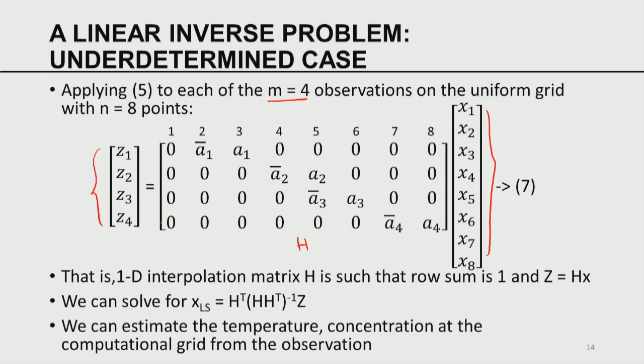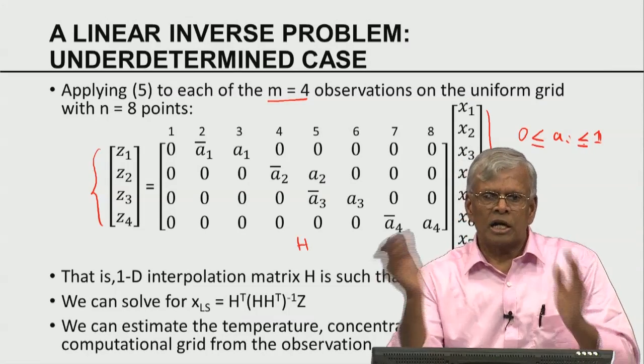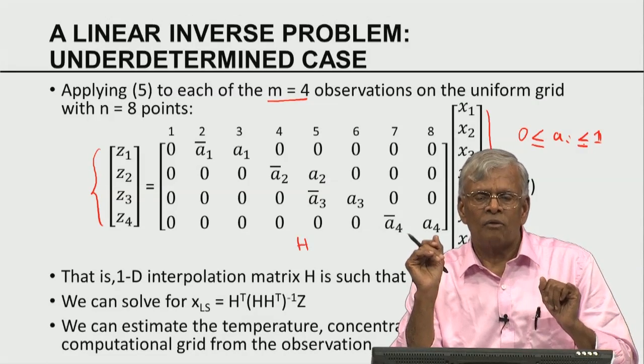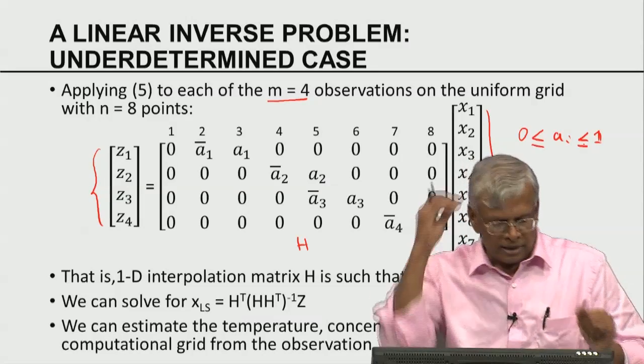A1, A2, A3 are numbers in the interval 0 to 1. When AI is 1, it lies on the grid point. When AI is 0, also the observation lies on the grid point. So we are simply assuming for generality the observation location and the grid point locations are not the same. If the observation location and the grid point location coincide, there is no need to interpolate. Xi will be equal to Zj or Xi plus 1 will be equal to Zj depending on which grid point the Zj lies on. That is an easy case. That is why we are considering a very general case where the observations are not located at the grid points.